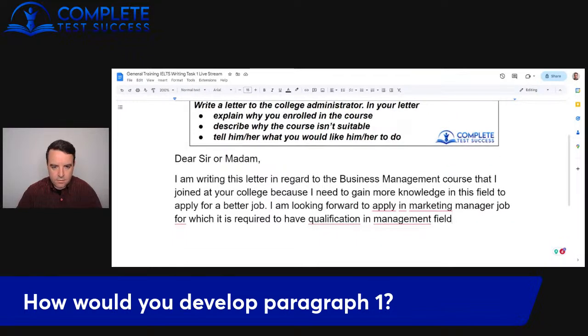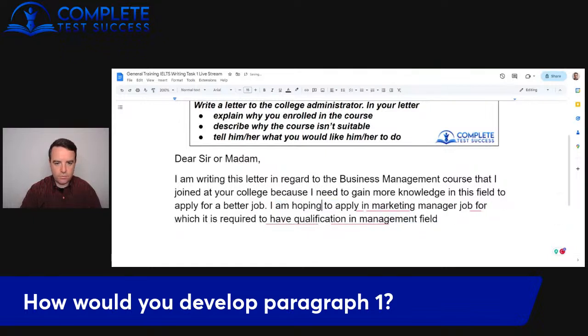Okay. So "I am looking forward to" is more like something for a party that you're hoping to go to, or if you're visiting a friend or something like that. So we wouldn't really talk about that. And also when we're applying for a job, there's no guarantee that you're going to get any job. So we would say something like, "I am hoping to." So that's your intention, that's your desire to apply for a marketing manager position. It's just a little bit more formal.